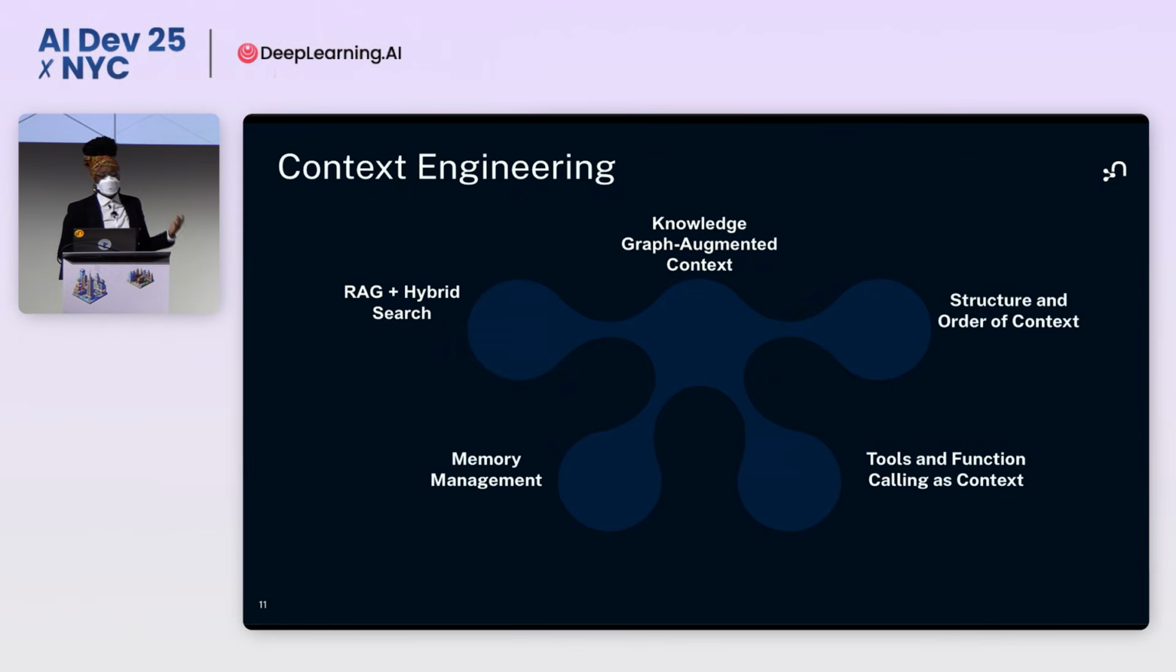There are so many different techniques and practices that we can use in order to improve context relevance in agentic development, and it includes these 5 key areas. RAG plus hybrid search is a key area for improving context. We can use memory management as well. We can try to structure and order that context. We can use tools and function calling. And then we're really going to dive into what knowledge graph augmented context looks like.